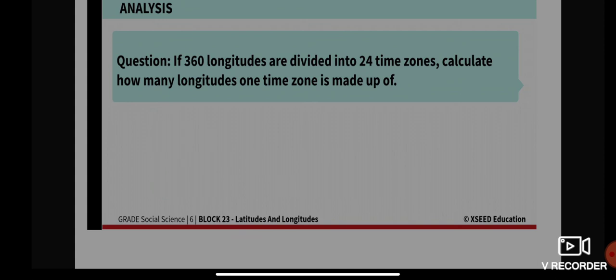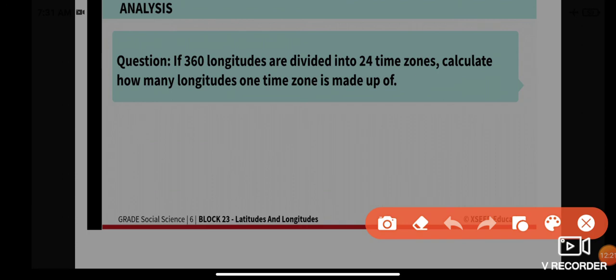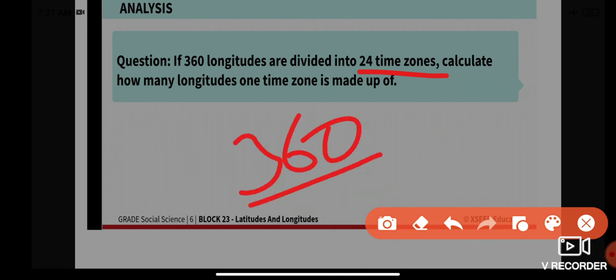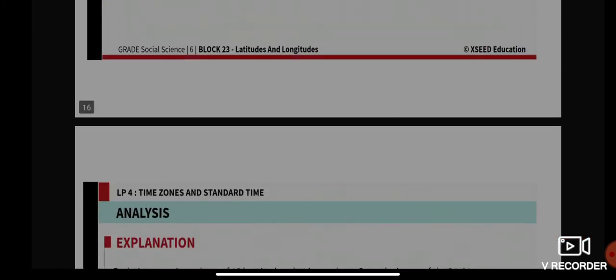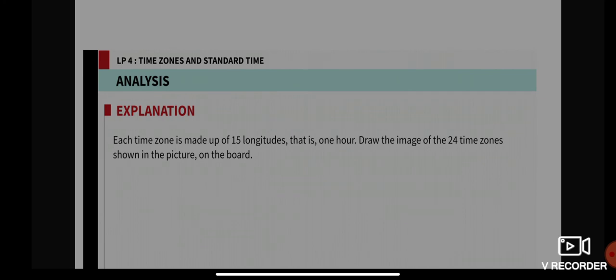So out of 360 longitudes, they are divided into 24 time zones, right? So you have to calculate how many longitudes one time zone is made up of. You can divide 360 by 24, and that is how you will find the answer. Is that clear? You will see that each time zone is made up of 15 longitudes. That is 1 hour.